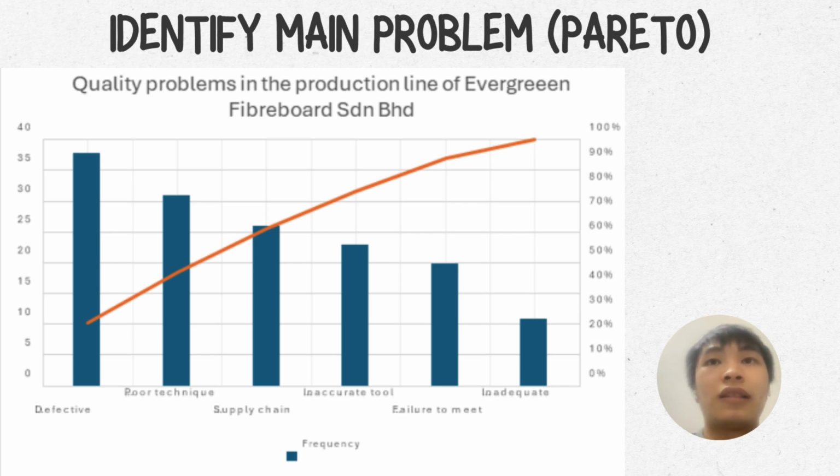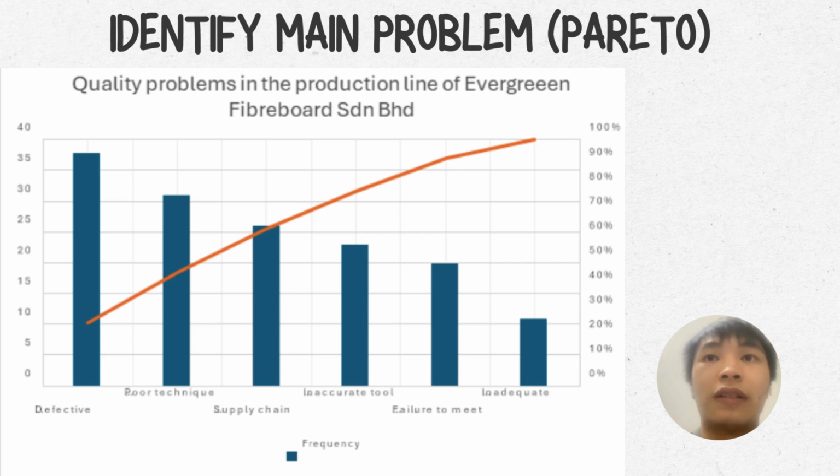So applying the Pareto principle, which suggests that roughly 80% of problems are caused by 20% of the causes, we can identify the primary issues affecting the production quality by examining the cumulative impact of these problems. We find that the top 3 issues, which are the defective products, poor techniques, and supply chain issues, account for around 64.1% of the total quality problems.